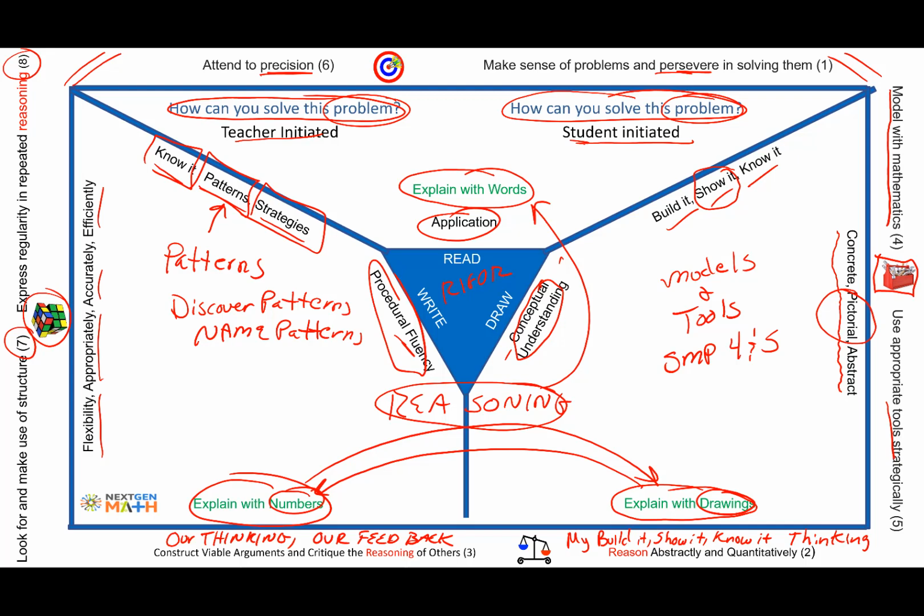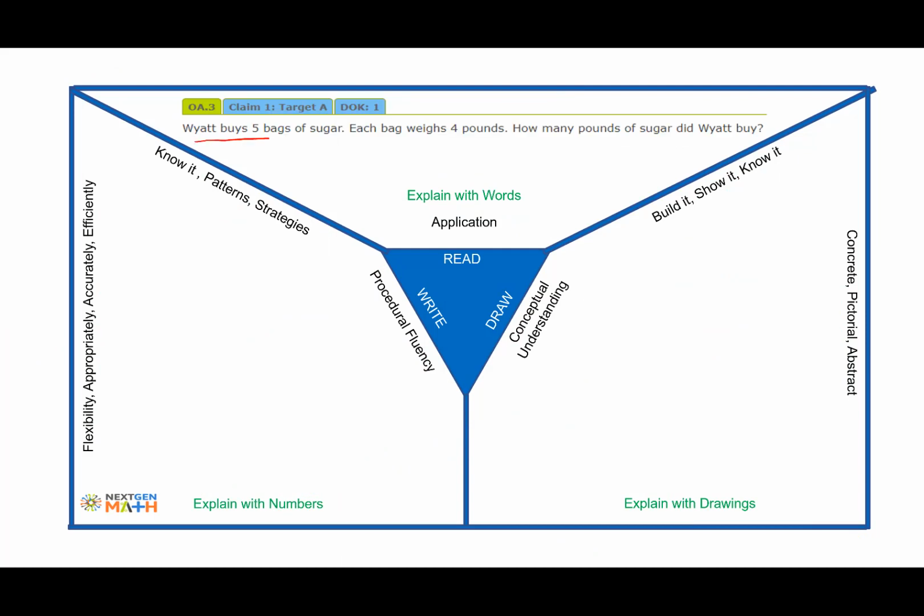Now let's take a very practical look at what the Rigor mat's all about. Wyatt buys 5 bags of sugar. Each bag weighs 4 pounds. How many pounds of sugar did Wyatt buy? So this is our word problem, or we can consider this our application.